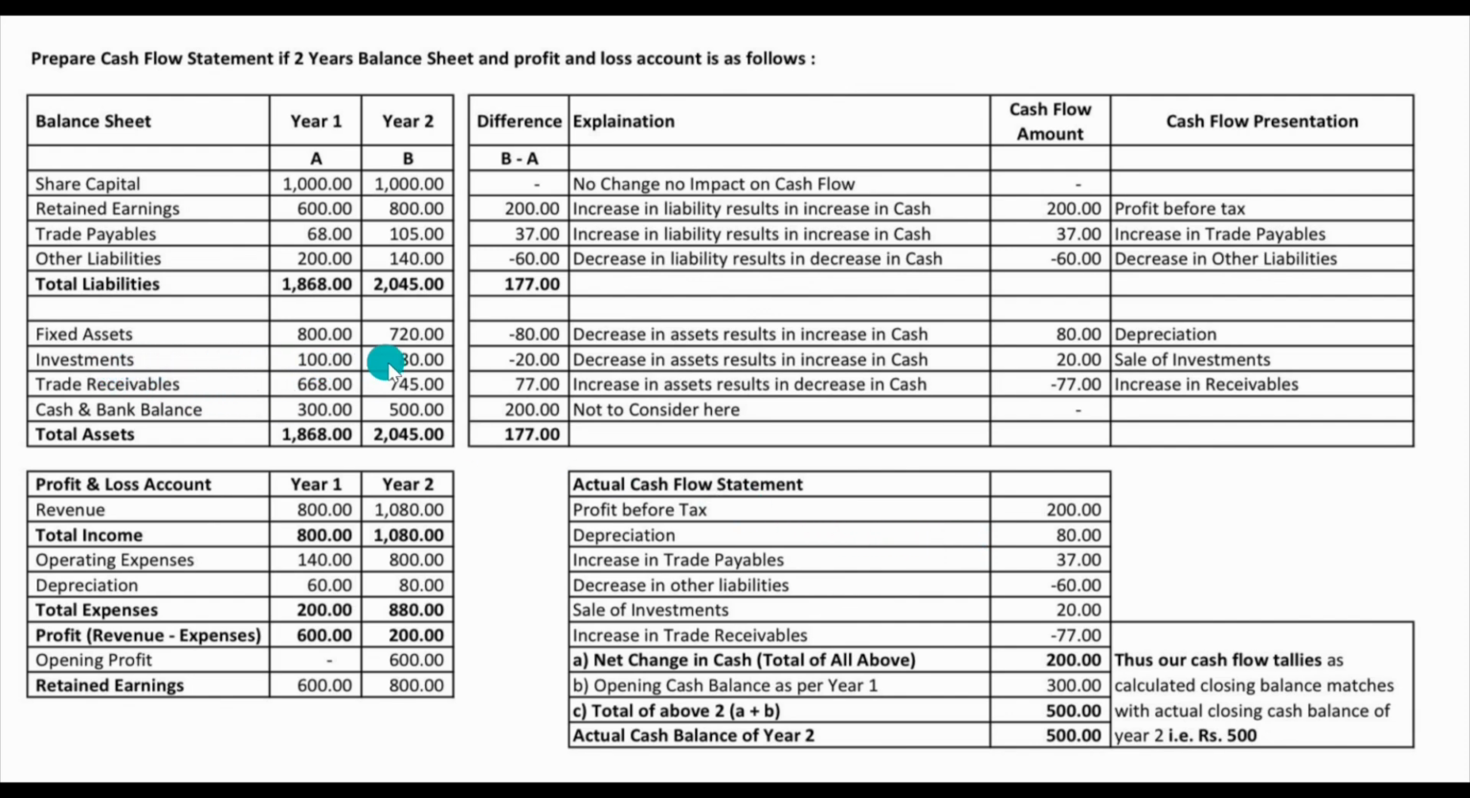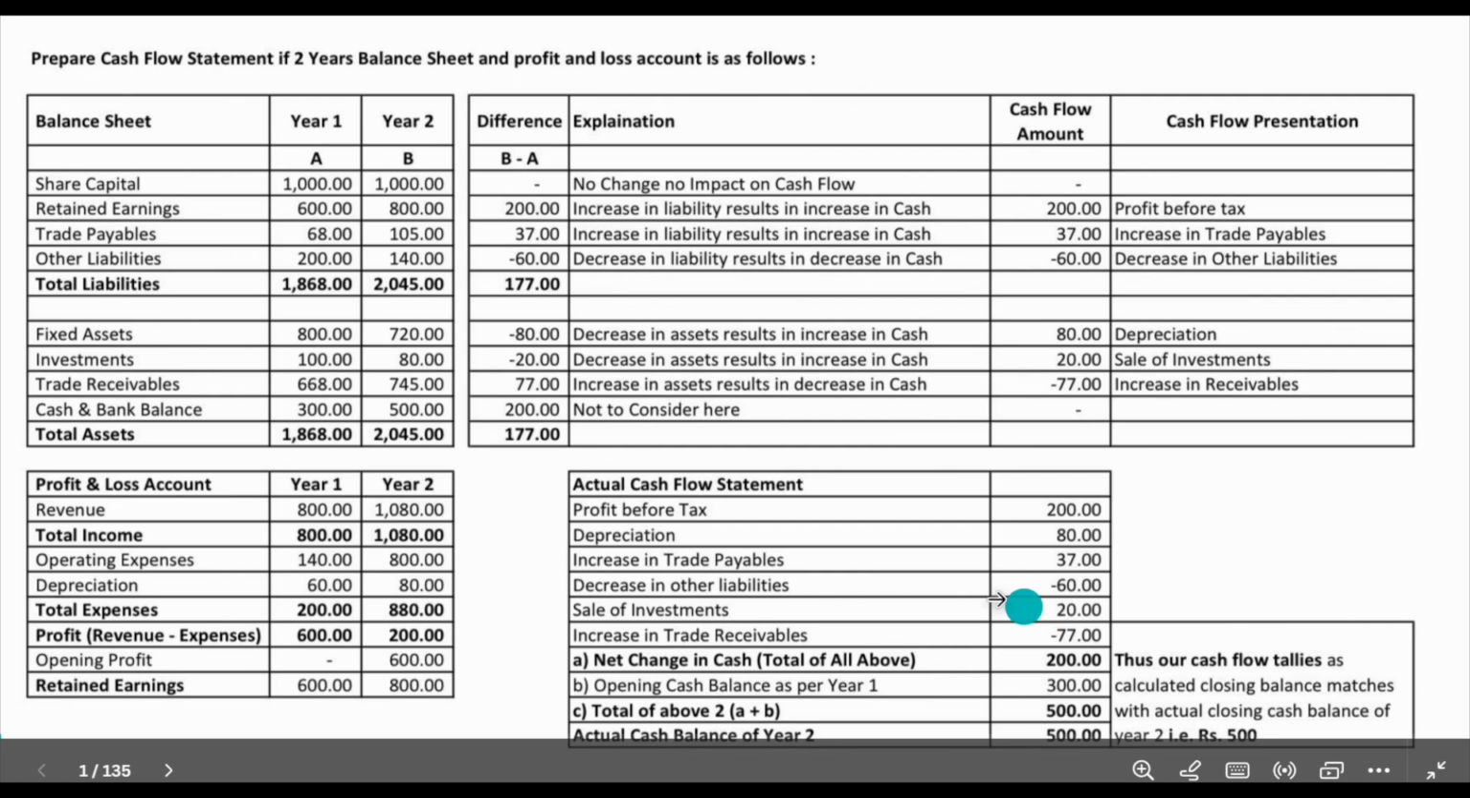Now investment 100 becomes 80, so minus 20. So a decrease in asset results in an increase in cash to tally the balance sheet. So the cash flow amount is 20 here, and it is sale of investment. So sale of investment 20.